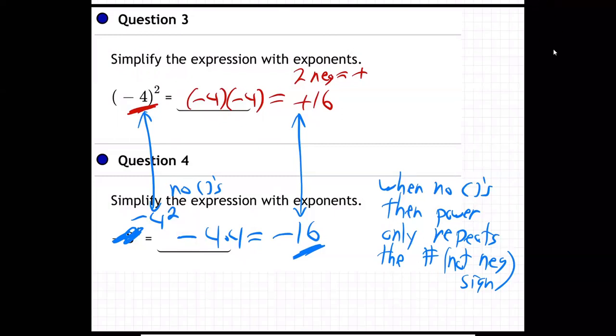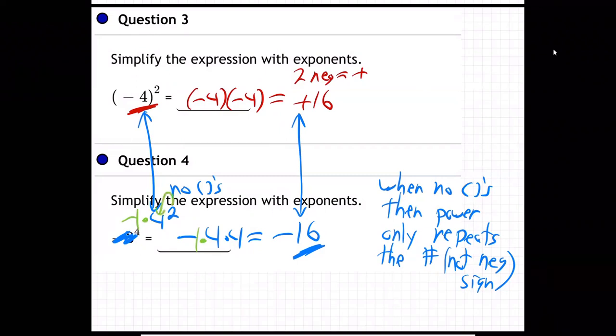So you've got to remember that whenever you have a power, if there's no parentheses, that power is only on the number. It does not repeat the negative sign. The negative sign is separate. It's like a separate -1 in the front if you want. Maybe that helps. You can think of it as -1 times 4 squared. So it's -1 times 4 times 4. It's -16. So the negative is a separate number, basically.